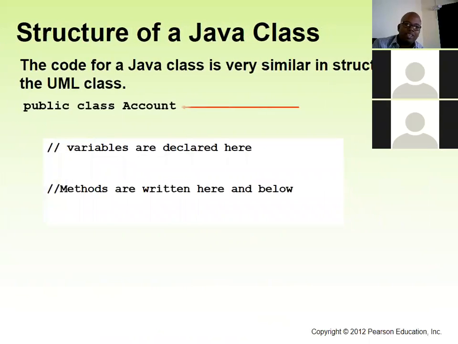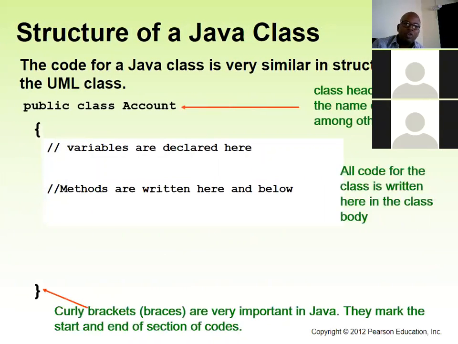Look again. So we have the word public and class. Public is the access modifier, and class is a reserved word. And then we have the name of the class. All of that is considered to be the class header. Then we usually write the variables, or the data members for our class here. Then we write the methods. Notice a curly bracket is the start of the class, and we have to have a curly bracket to end the class.